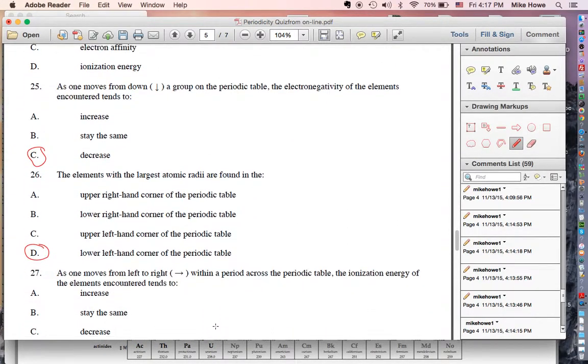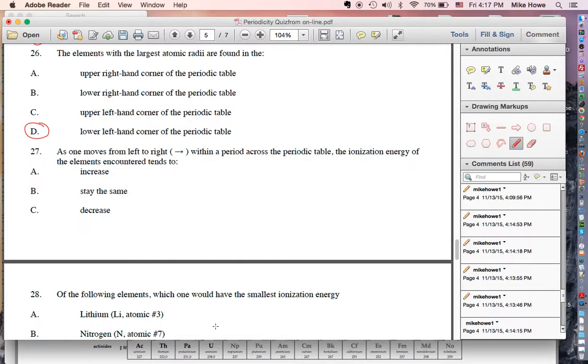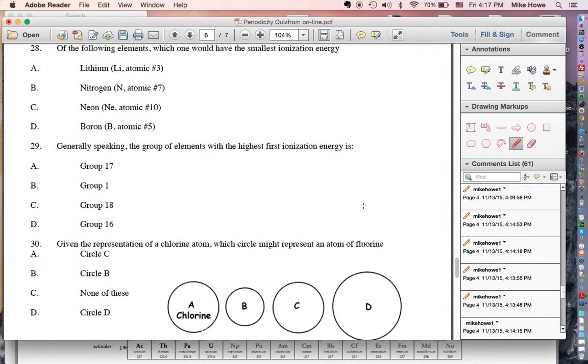Now I did that, 26, 27. As you go left to right, since the atoms are going to get smaller, they're going to hold their electrons tighter, and the ionization energy is going to increase. The atoms get smaller. So ionization energy increases.